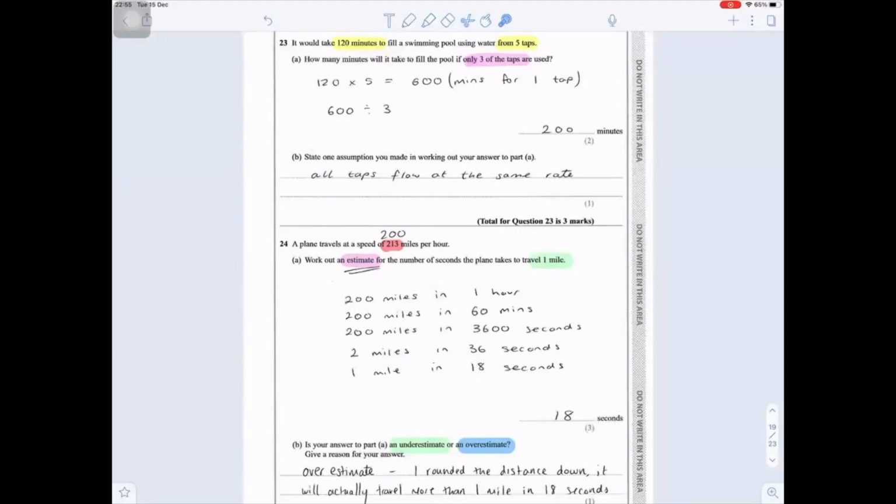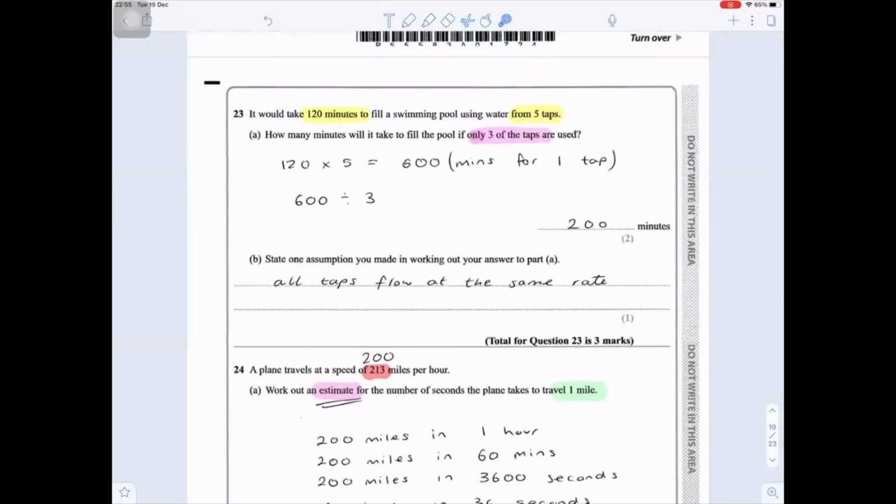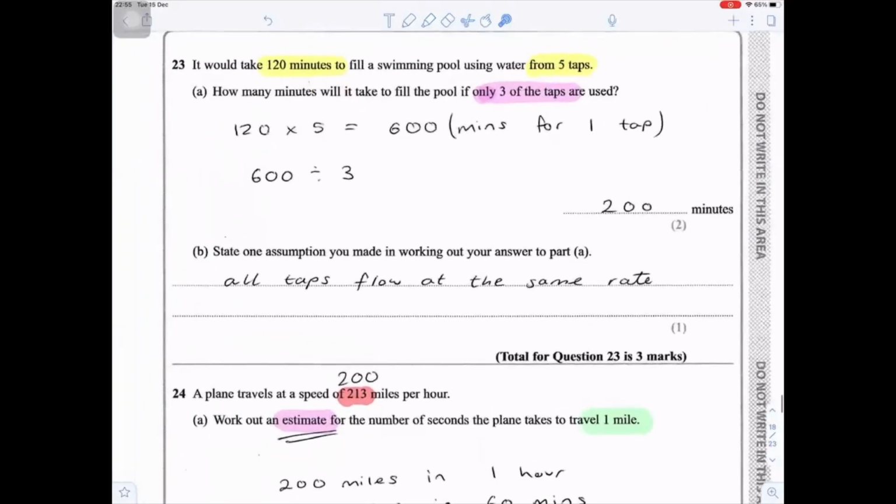Question number 23. It would take 120 minutes to fill a swimming pool using water from 5 taps. How many minutes will it take to fill the pool if only 3 of the taps are used?